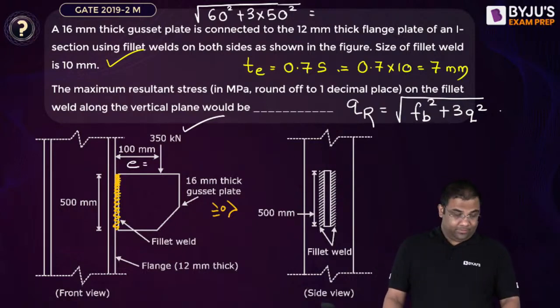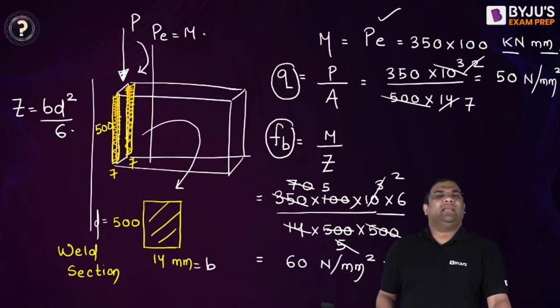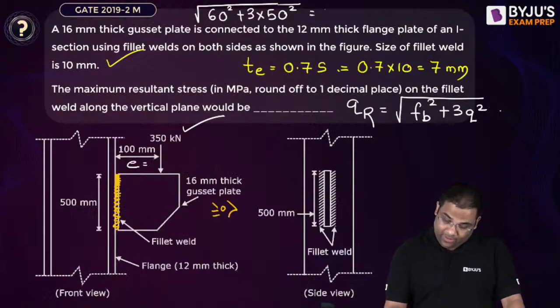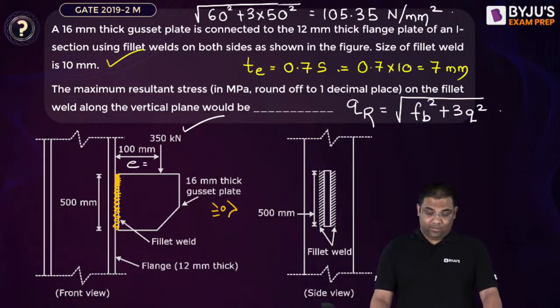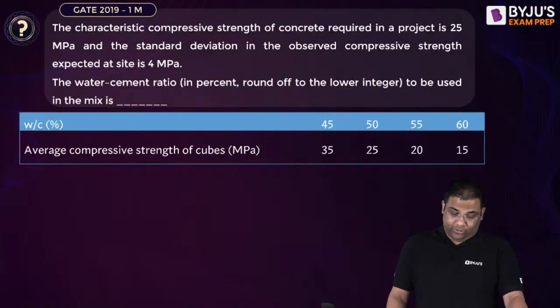Very simple question, very standard question, okay? In the upcoming exams, they can just change the values and give a question like this. Very good. Okay, nice. So the resultant stress was 105.35. Let us go to the next question.